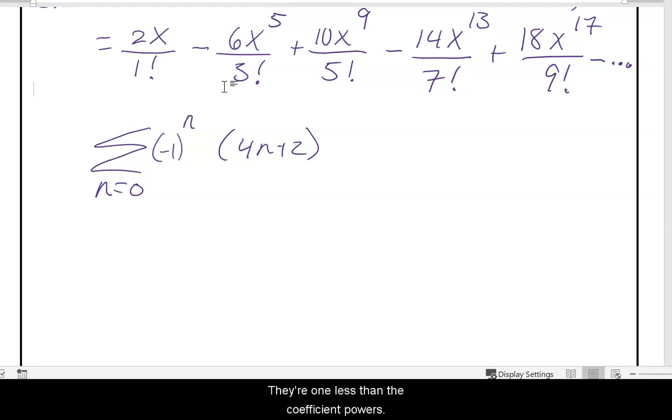They're 1 less than the coefficient powers. Well, then I can just take 4n plus 2 and subtract 1, which would give me 4n plus 1. Now, what about the denominators?